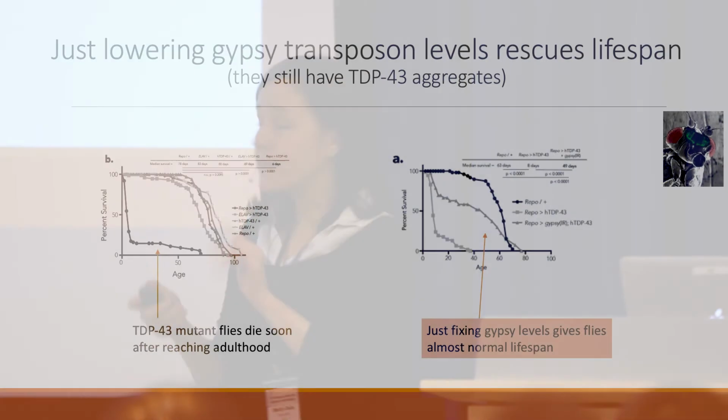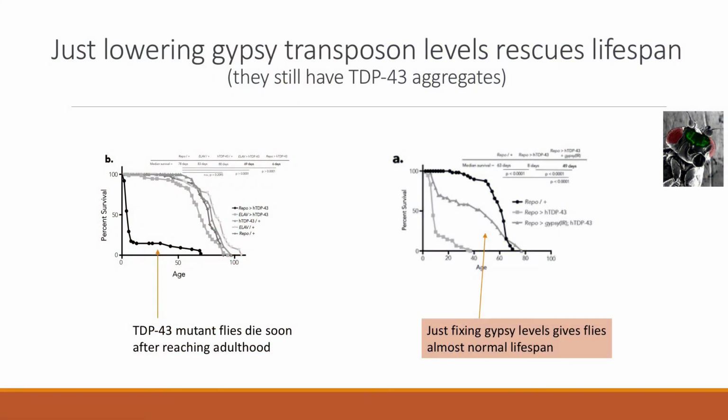This is the curve for the flies that have the TDP43 aggregates, and these are the wild type flies, right? So one of the things we can do is ask, what if we leave the TDP43 aggregates there, but we just fix the transposon problem? So we developed siRNAs against gypsy, the most abundant of those endogenous retroviruses expressed in the fly. Just fixing gypsy levels, not any of the other transposons and not the TDP43 aggregates themselves, actually rescued half the lifespan of these flies.